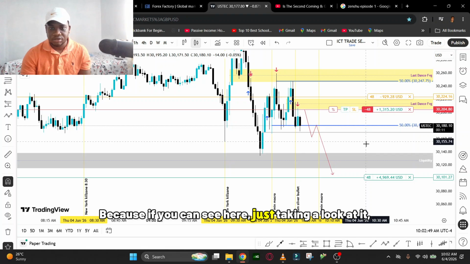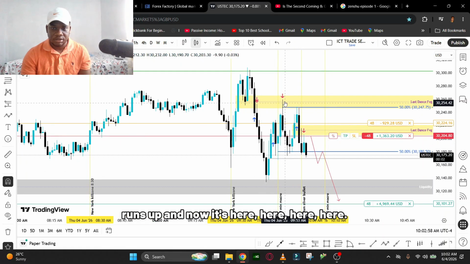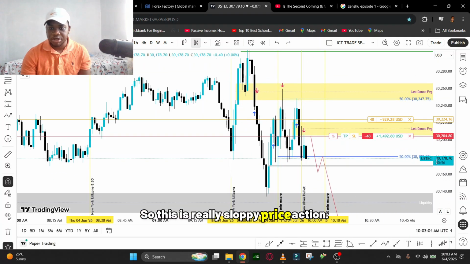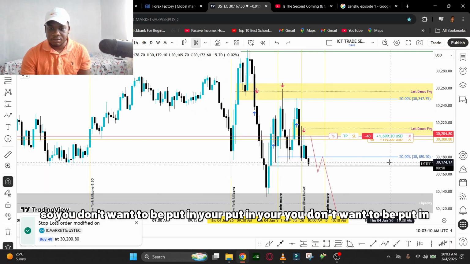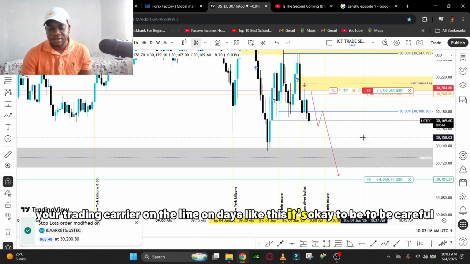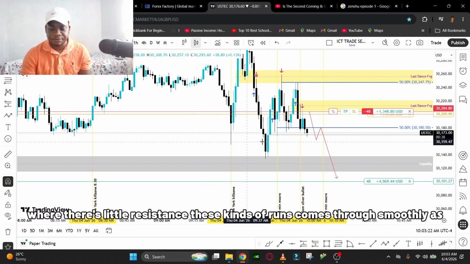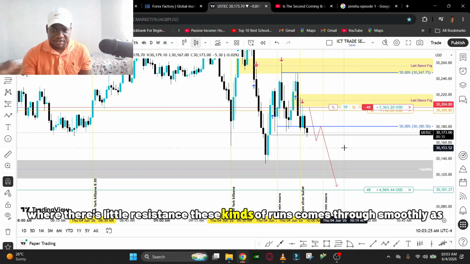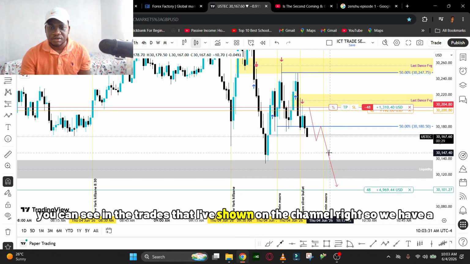Because if you can see here, just taking a look at it, market opens, wick down, take out buy side, take out sell side, runs up, and now it's here, here, here, here. So this is really sloppy price action. You don't want to be putting your trading career on the line on days like this. It's okay to be careful and to cover your losses, because on the days where there's low resistance, these kinds of runs come through smoothly, as you can see in the trades that I've shown on the channel, right?